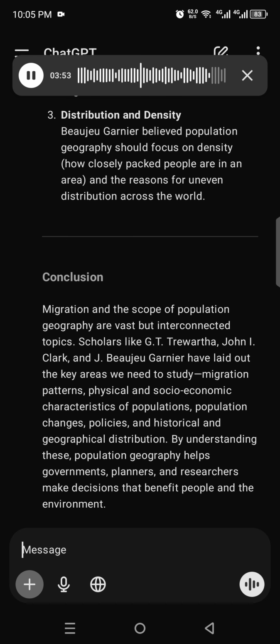Conclusion. Migration and the scope of population geography are vast but interconnected topics. Scholars like G.T. Trewartha, John I. Clarke, and J. Bojo Garnier have laid out the key areas we need to study: migration patterns, physical and socioeconomic characteristics of populations, population changes, policies, and historical and geographical distribution. By understanding these, population geography helps governments, planners, and researchers make decisions that benefit people and the environment.